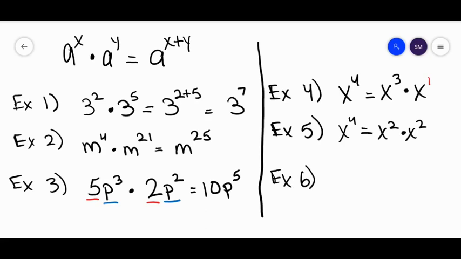The product rule can be helpful in cases where you are evaluating something with a big exponent. So for example, I might not know what 2 to the 6th is, but I can rewrite it as 2 to the 3rd times 2 to the 3rd. And I know that that is 8 times 8, which is 64. So that's an example of how the product rule can be helpful.